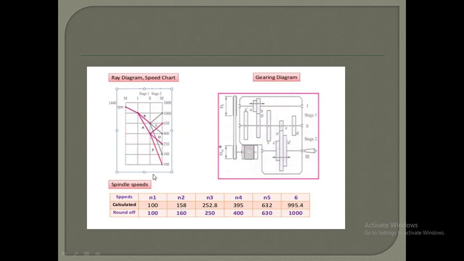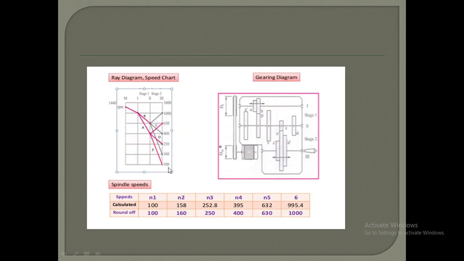Before going on, once you have got the phi, then you calculate the number of spindle speed steps. By calculations we get N1 100, N2 158, N3 250, N4 395, N5 632, and N6 is 995.4. But you should round up these values. Don't keep them as they are in decimal points. You should round up all the values. Here it is 100, 160, 250, 400, 630, and 1000.